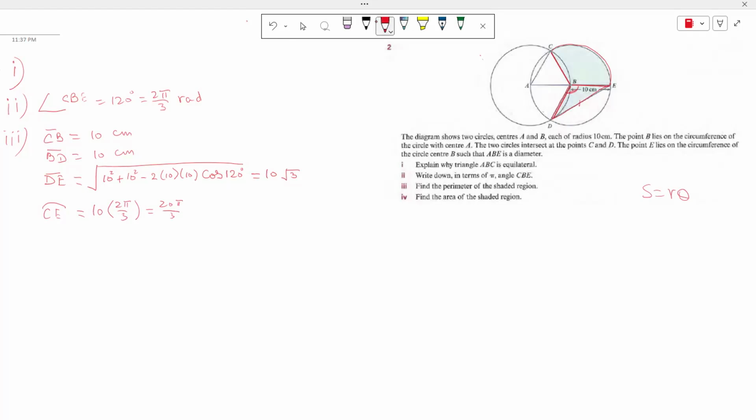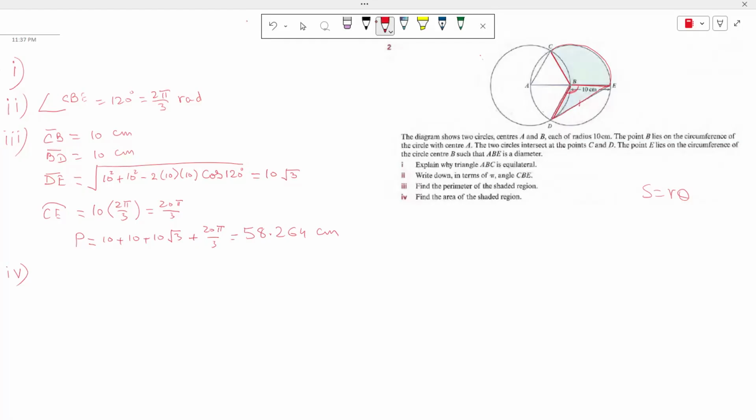Now you can find the perimeter easily. You just add all these 4 numbers: 10 plus 10 plus 10 root 3 plus 20 pi by 3. When you add all of them, you get 58.5264 centimeter. Now let's go to the last part.